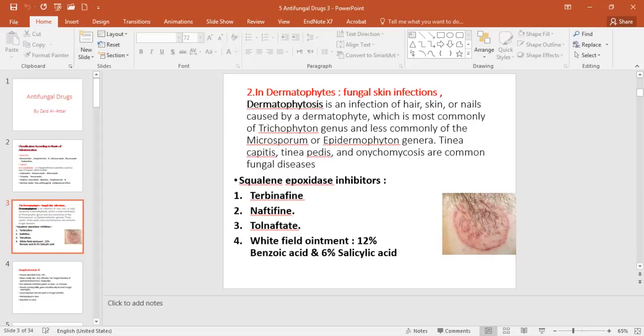المثال عليها هي Tinea capitis, هذه infection of the head. Tinea pedis, infection of the foot. And onychomycosis يعني infection of the nail. They are common fungal disease. فهنا الدراجز المستعملة في حالات عياعات الاستكوالين oxidase inhibitors which include terbinafine, naftifine, and tolnaptat. In addition to Whitefield ointment اللي هو مكون من 12% benzoic acid and 6% salicylic acid.